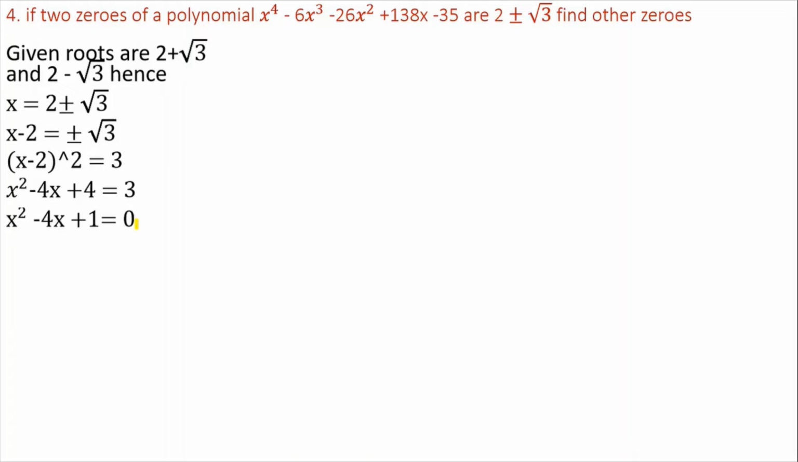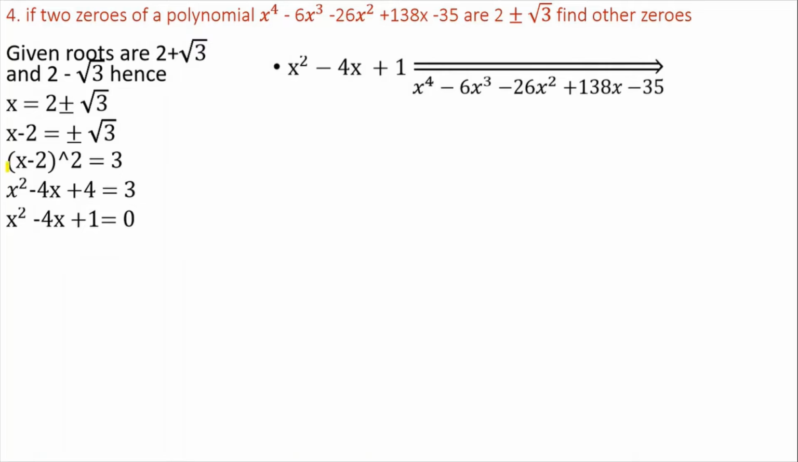We can clearly say that x square minus 4x plus 1 is a quadratic equation and it is a factor of the given polynomial. So if we want to get the other two zeros, we divide the given polynomial by this quadratic polynomial, and by simplifying the quotient obtained, we get the remaining two zeros. Now, in the division process, we always take the divisor on the left side, the dividend in between, and the remainder and quotient on the right side.